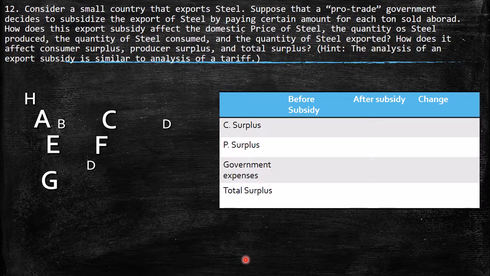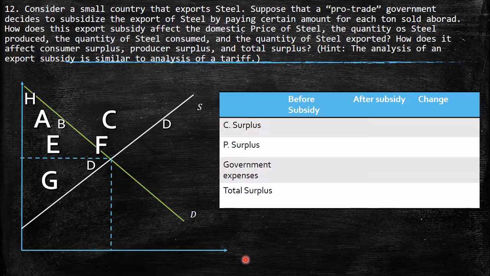How does it affect consumer surplus, producer surplus, and total surplus? Hint: the analysis of an export subsidy is similar to the analysis of a tariff. Okay, here we have the first case, the P star, Q star. Here is the PT. This is the world price.